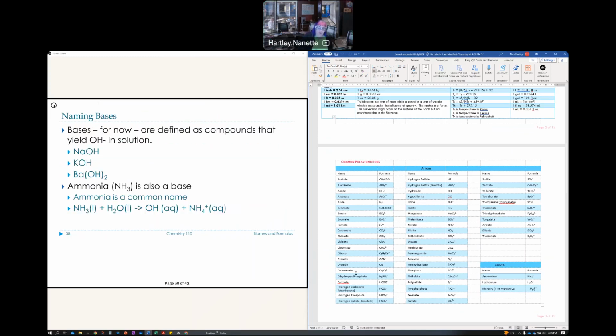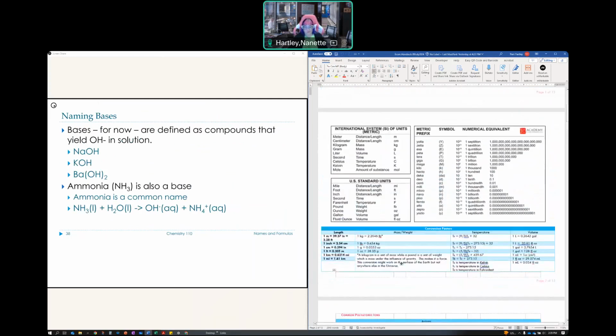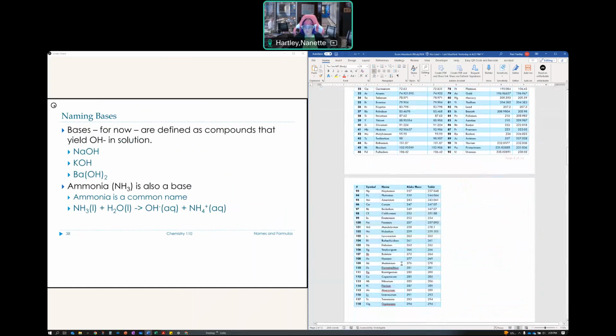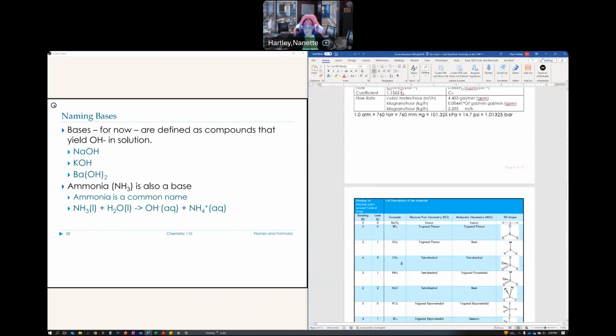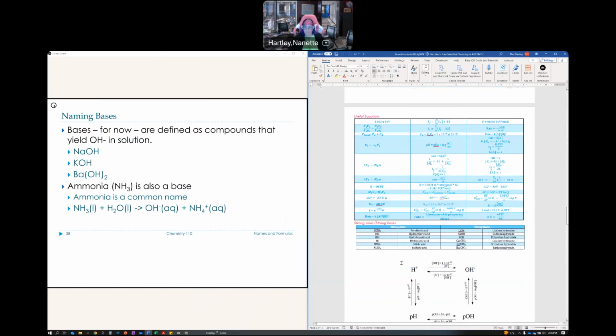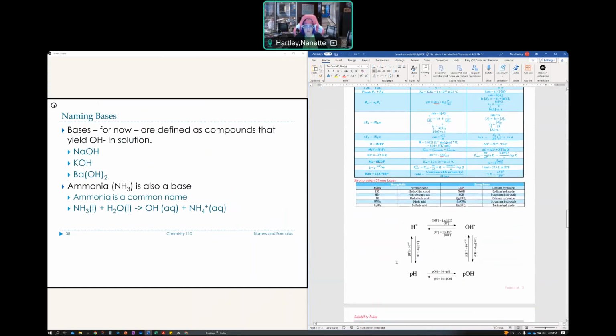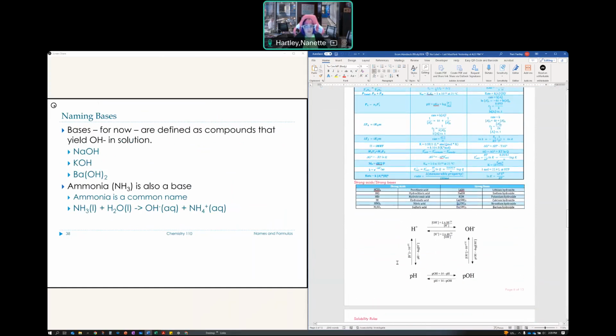Cool. Now, as far as your test goes, you have some stuff on your test. You have a list of strong acids and strong bases. These are here. Notice all the names are there.